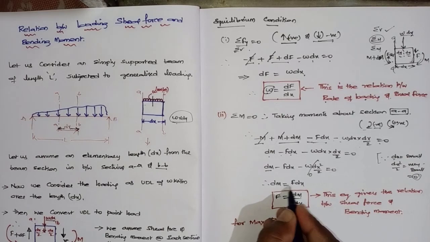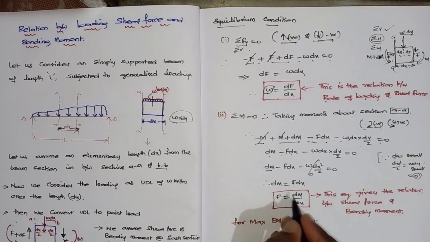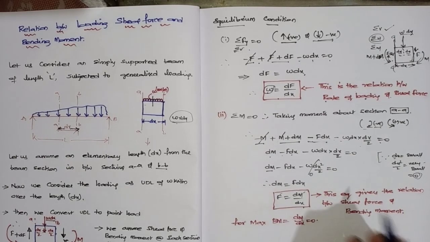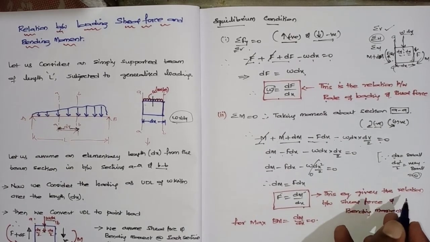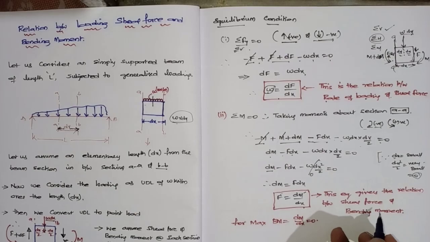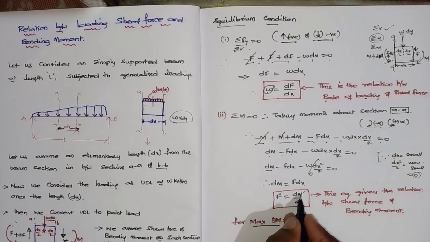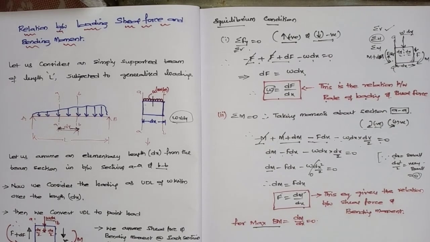So dM equals F dx, or F equals dM by dx. This is the relation. See, this is shear force and this is moment. This equation gives the relation between shear force and bending moment. And see here, for maximum bending moment, this dM by dx should be equal to 0. That is, wherever the shear force is 0, the bending moment will be maximum.